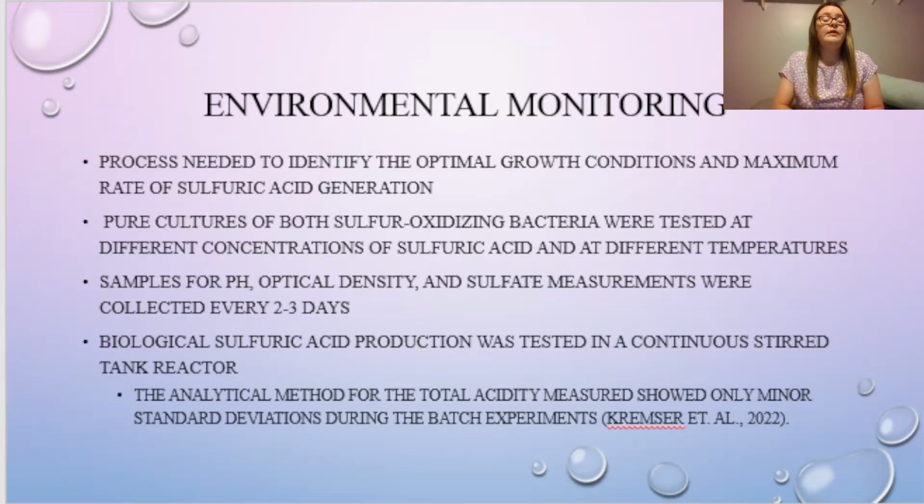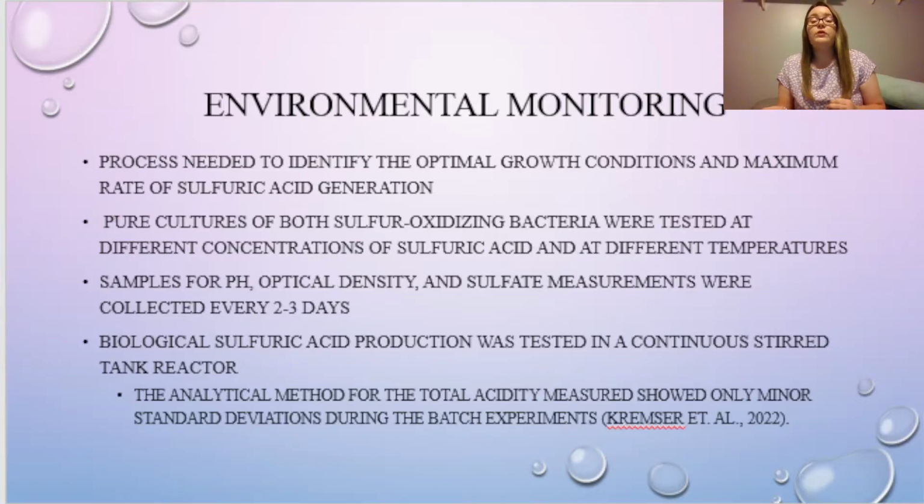And also, there needed to be a process to identify optimal growth conditions and the maximum rate of sulfuric acid generation for the bacteria. So pure cultures of both sulfur oxidizing bacteria were tested at different concentrations of sulfuric acid, and they were also tested at different temperatures. As they went about this, they took samples of pH, they took samples of optical density, and also because we're talking about sulfuric acid, they got sulfate measurements that were collected every 2 to 3 days.